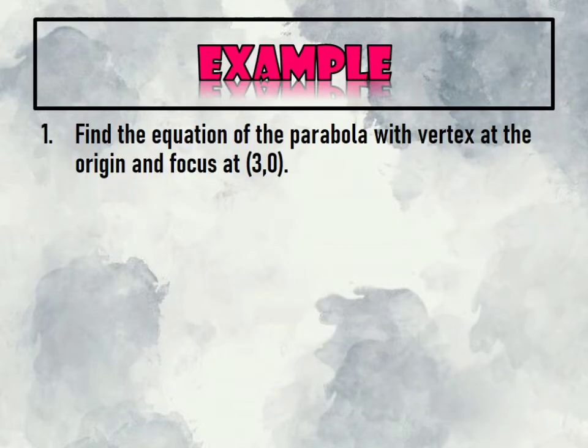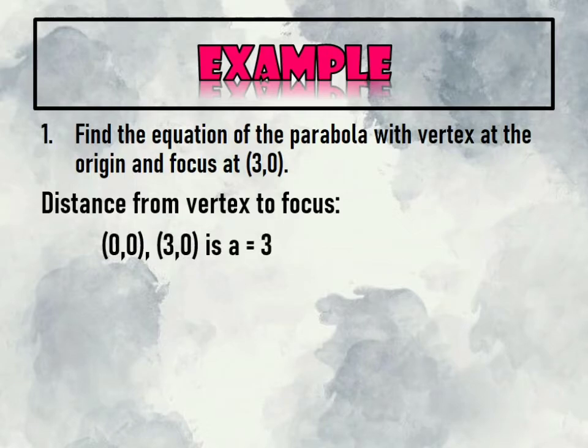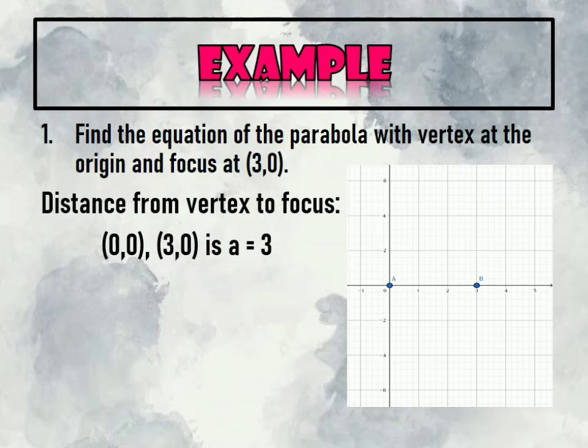Let's have an example. Number 1, find the equation of the parabola with vertex at the origin and focus at (3, 0). Let's first find the distance from the vertex to the focus. If we plot the vertex and the focus in the graph, it looks like this. So the value for a equals 3.